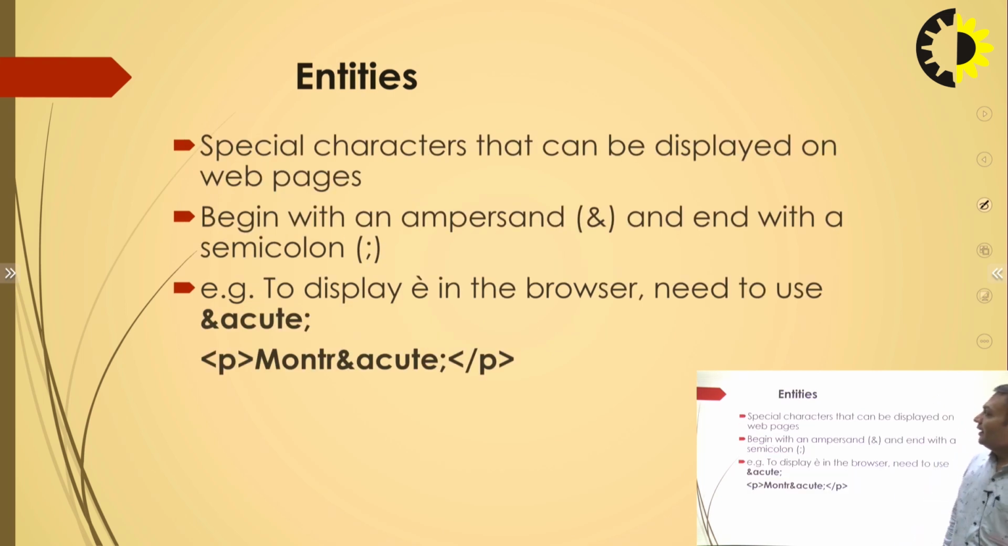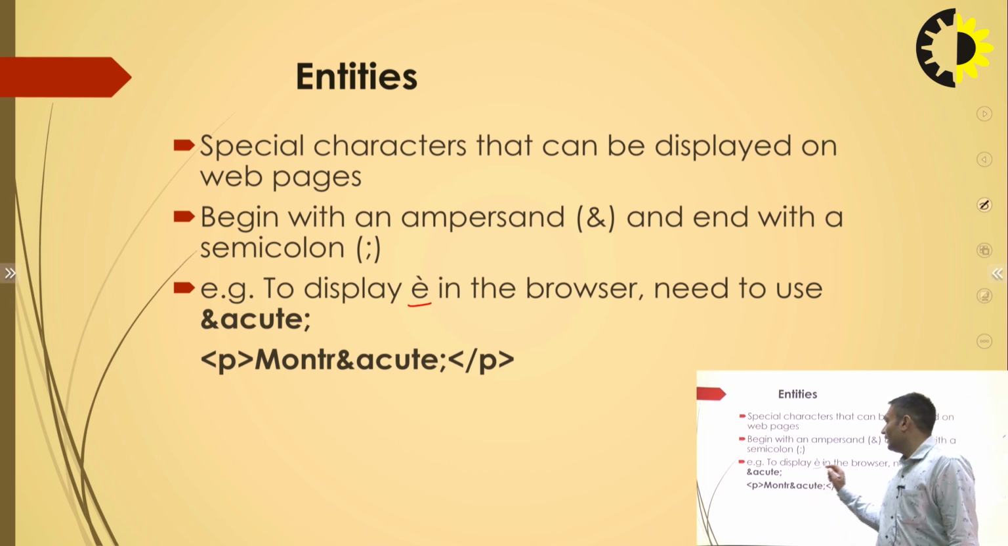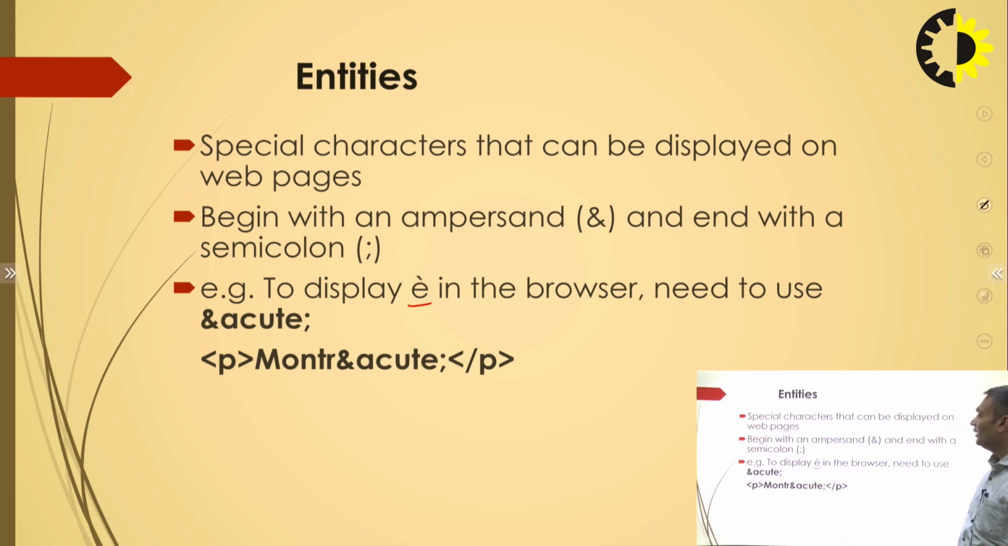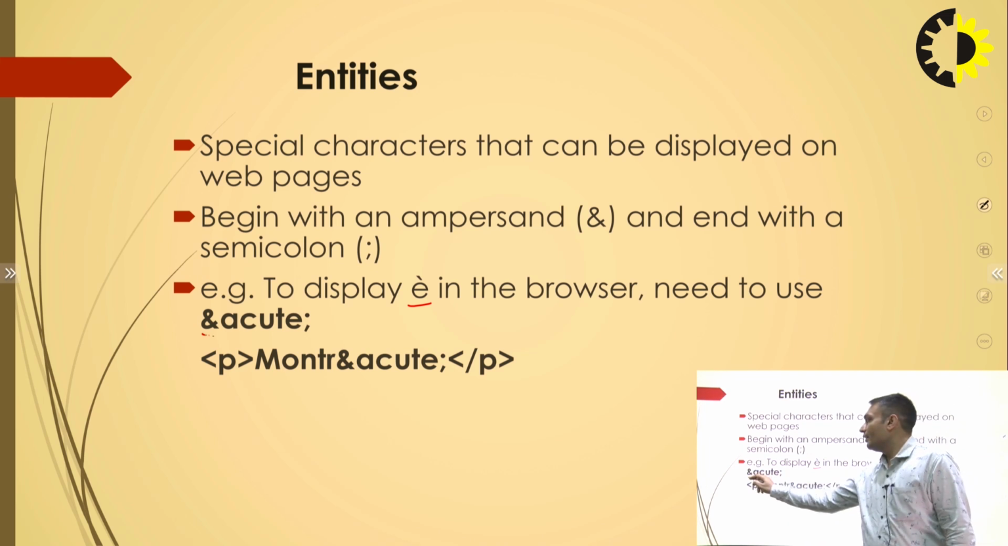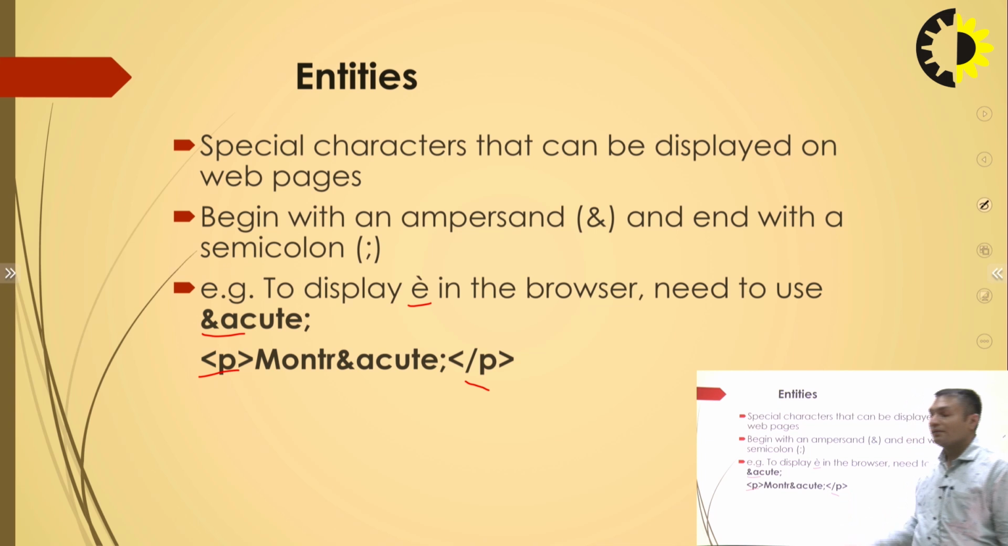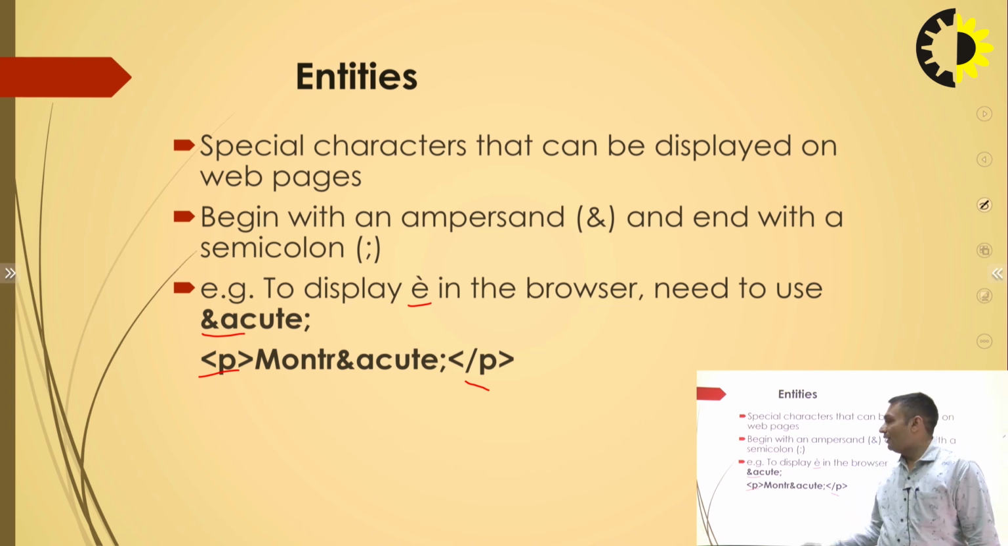Now entities. Entities are special characters that can be displayed on web pages, and they begin with the ampersand and end with the semicolon. So to display this character in the browser, we need to write &acute;, and this can be placed inside the paragraph or somewhere else. So we will write like this.